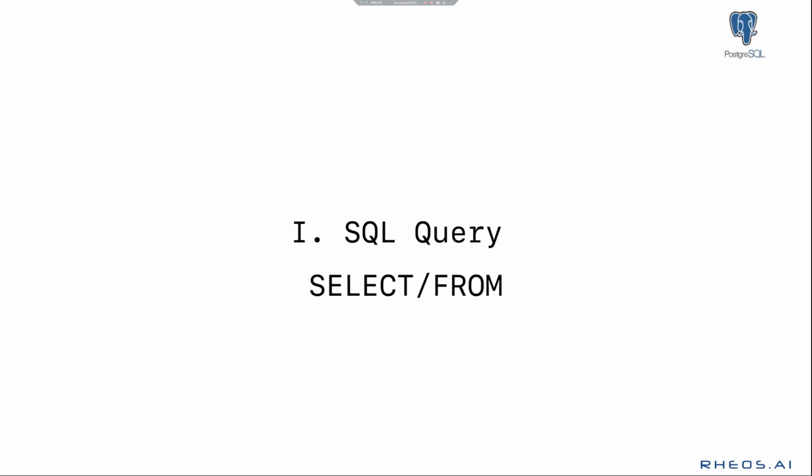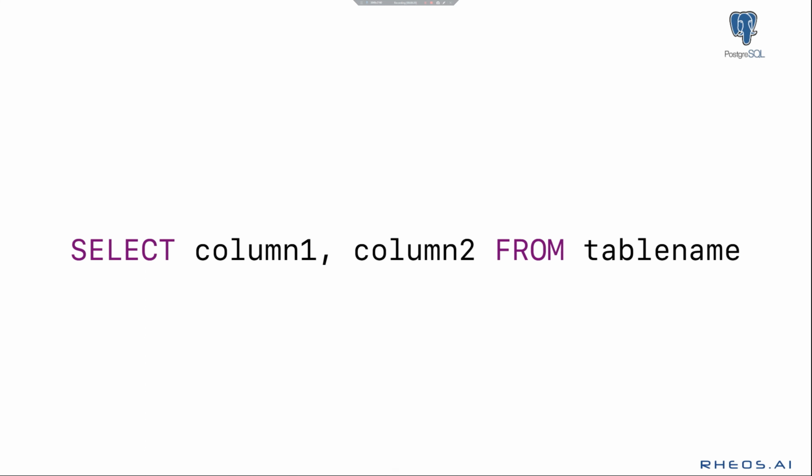In this video, we will look at the select and the from clause in SQL and use them to create our first SQL statement. These two clauses are used very heavily together and are used to select and show data. The general SQL query is select column 1, column 2 from table name.